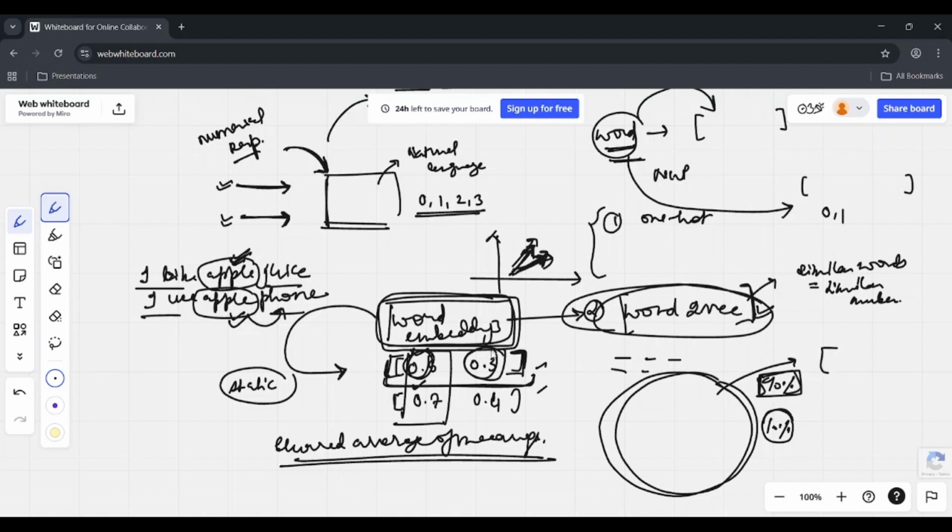So let's say I have a vector where this represents the fruit component, and let's say that is 0.9, and this represents the technological component, and let's say that is 0.1. Now this same word embedding will be used everywhere. Now let's say during the testing phase I came across a sentence where apple is used as a technological organization. Do you really think this embedding will be the right fit to use there? No, right? So these word embeddings are static, and that is the problem.